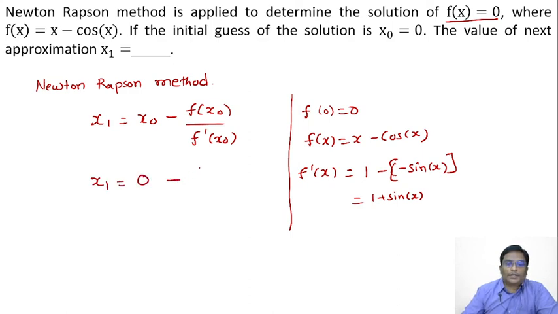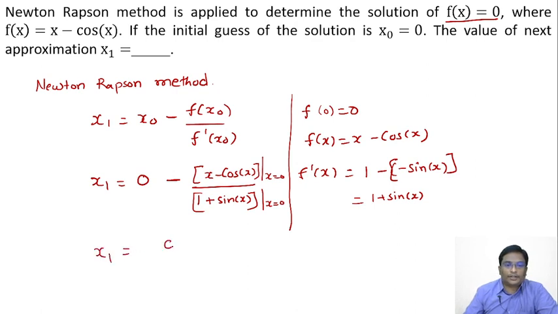x minus cos x divided by 1 plus sin x, at x equal to 0. This is the x1 value. Tell me, numerator: 0 minus cos 0, which is 1, divided by 1 plus sin 0, which is 0. So x1 is nothing but 0 minus 1 by 1. That implies x1 equal to 1.